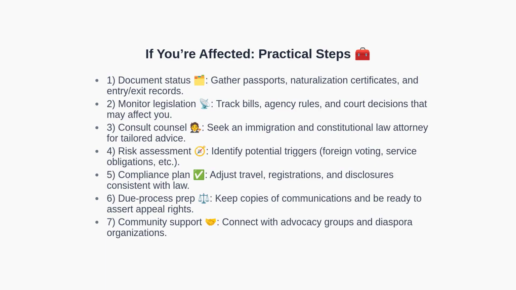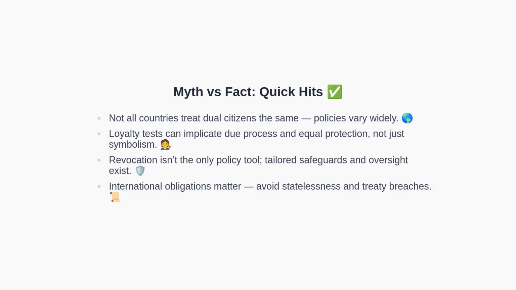Next, a few fast myth versus fact points. Key points to remember. Countries diverge significantly in how they handle dual citizenship. Loyalty tests raise due process and equal protection concerns beyond symbolic debates. Revocation is not the only policy tool. Targeted safeguards and oversight can mitigate risks. International obligations constrain policy choices, including the imperative to avoid statelessness and to respect treaties.